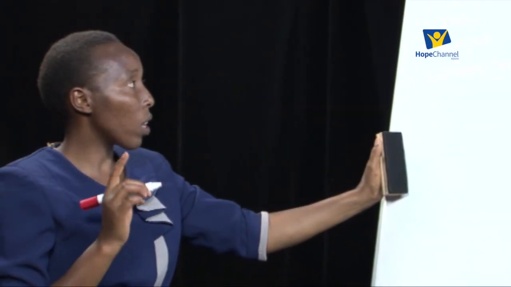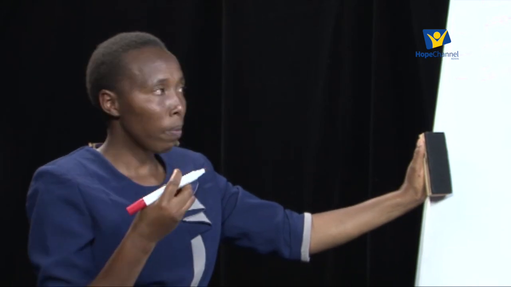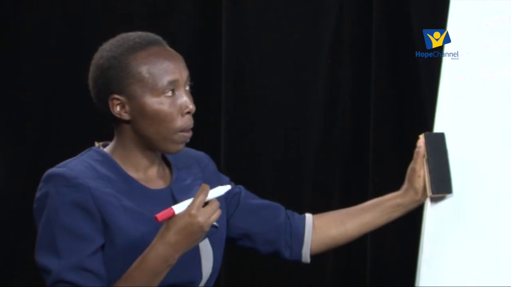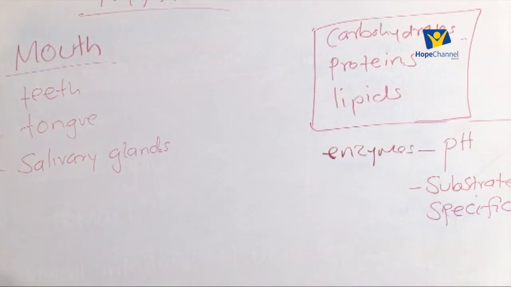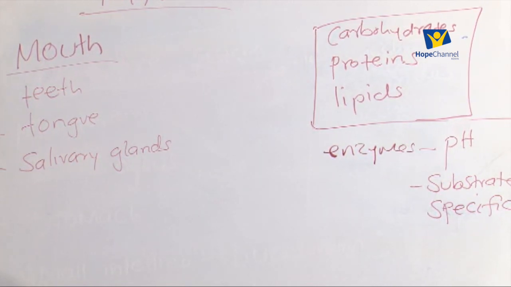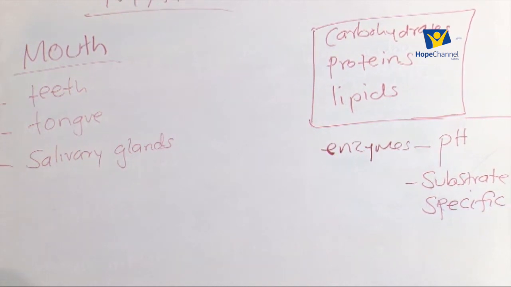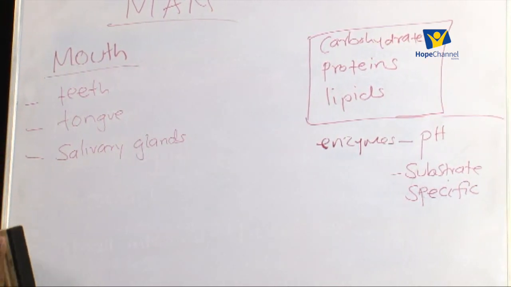These are three things that we have to be keen on, because without each of them, the process of digestion may not start. So what do we do? At first, we introduce food into the mouth. Remember, I'm assuming that the food contains the three classes of food. We have the carbohydrates, the proteins, and the lipids. I want to give an example of a meal that is complete with all these three, so that we use that example to explain what happens in the digestive system.